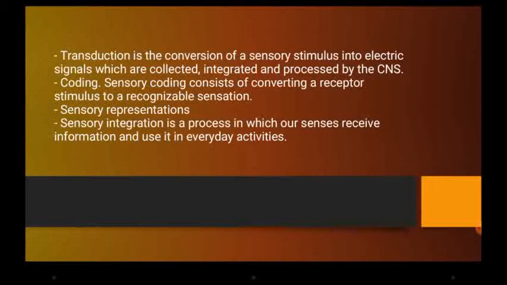Once they are collected and integrated, they are processed by the CNS. That conversion of those stimuli is known as what? Sensory transduction. Then we have sensory coding, which consists of converting a receptor stimulus to a recognizable sensation. All sensory systems code for four elementary attributes, and those attributes are modality, location, intensity, and duration.